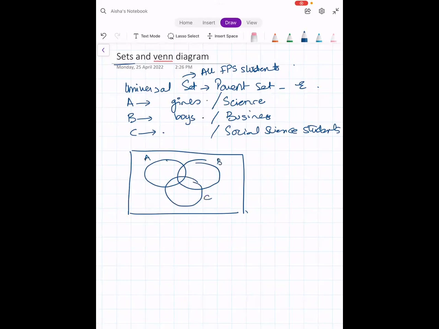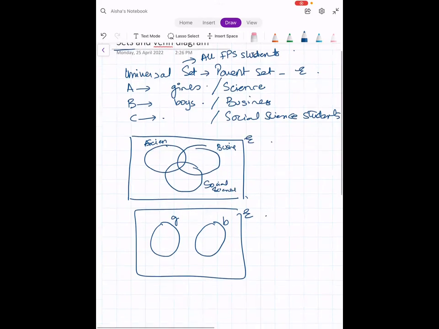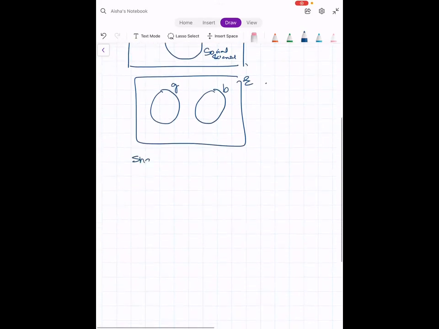But if I say girls and boys, there's nothing in common. That means girls will be separate, boys will be separate, and this is going to be the universal set. But when I say science, business, social science students, the circles can overlap, because there's a possibility that some students are studying a combination of these three subjects, right? Okay, now let's talk about the shading part first.